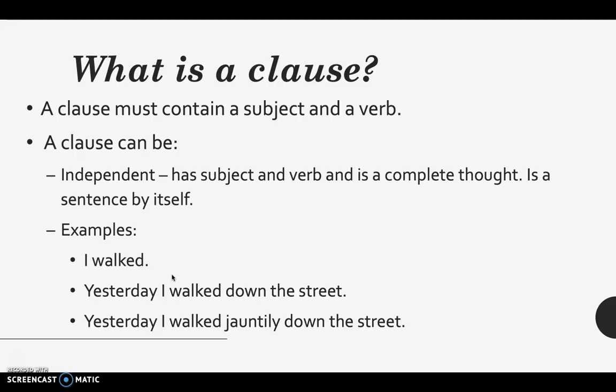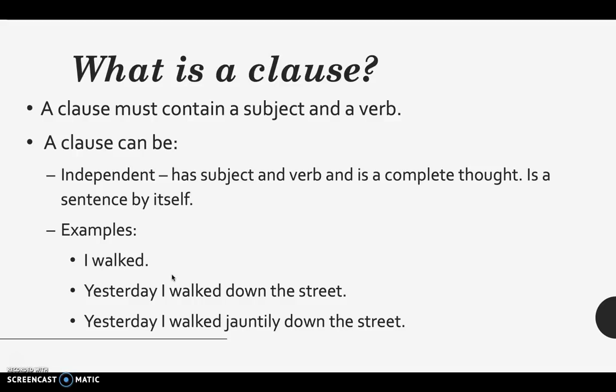A clause is simply a group of words that contains both a subject and a verb. There's a couple different kinds of clauses, but we're going to just stick to two today, all right? And so the first one is an independent clause. So an independent clause has a subject and a verb, like all the clauses we're going to talk about, and it's a complete thought. It could be a sentence by itself.